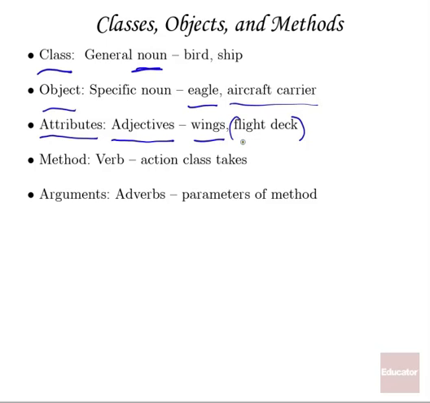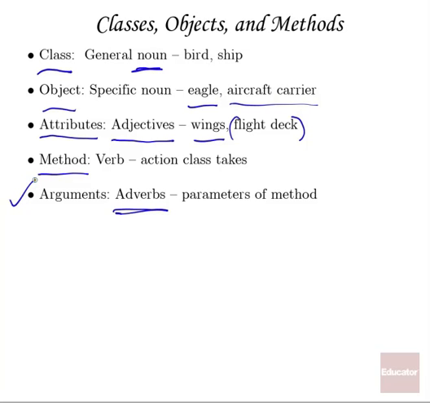Then we want to know, what does that object do, or what can it do? Then we need these methods. A method is like a verb, the action that the class takes, or the action that the object takes, or what task it performs, or what we want it to do within the program. These methods will often have parameters, which we call arguments. And arguments are the parameters of the method.